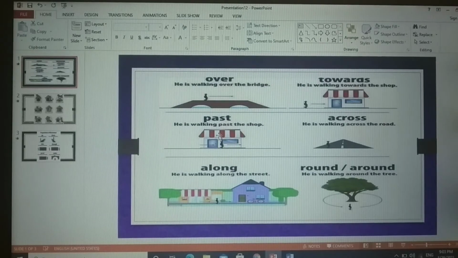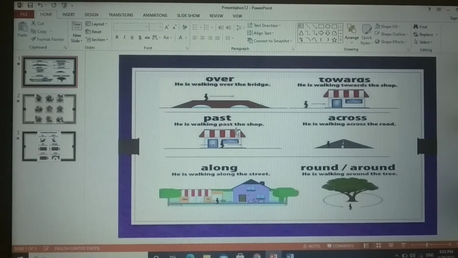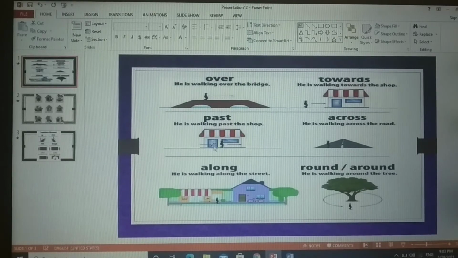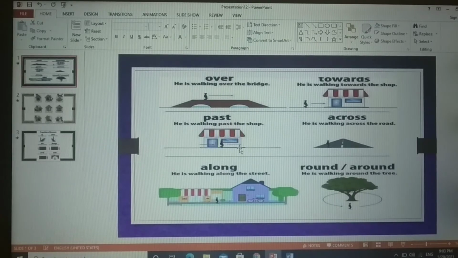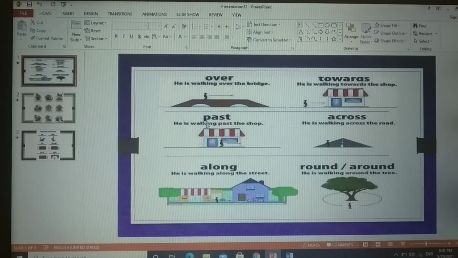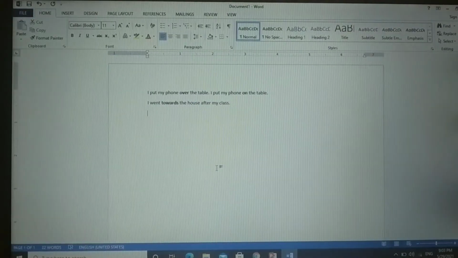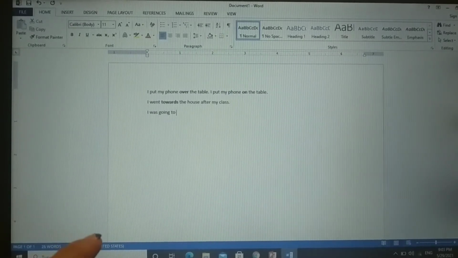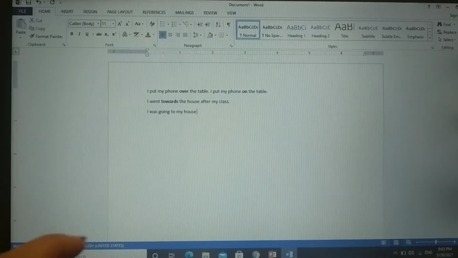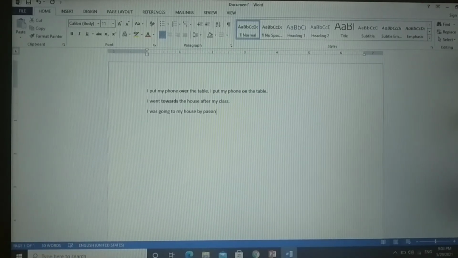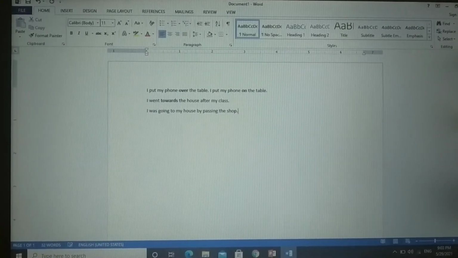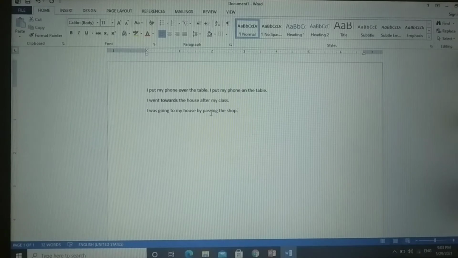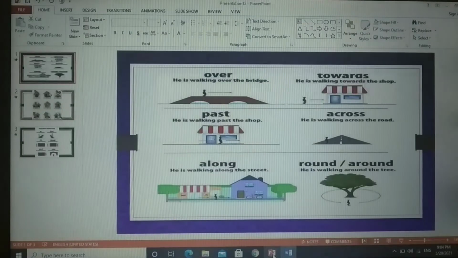Then from here, past. He's walking past the shop. Past means a kind of direction to the shop, but this person doesn't stop in the shop. He just passes next to the shop and goes to another place. He's walking past the shop. Or I can say that I was going to my house by passing the shop. It means I was passing next to the shop, and then I went to our house.